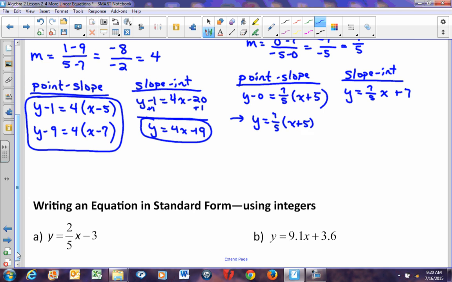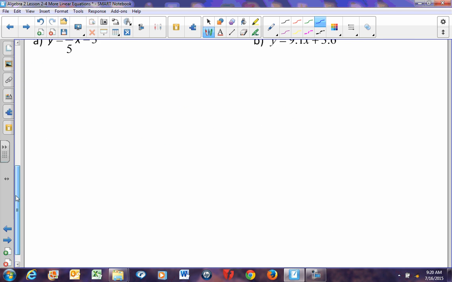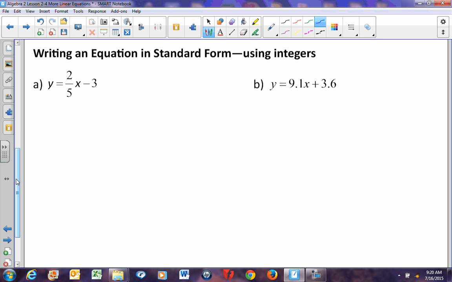Standard form of an equation. 99% of the time, standard form for the equation has to be written using integers, which means you can't have any fractions or decimals in your standard form of an equation. So you have to clear those. So the first thing I'm going to do if I have standard form is recognize the fact that standard form is ax plus by equals c. It has to be in that order.